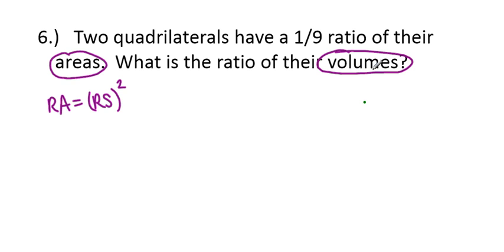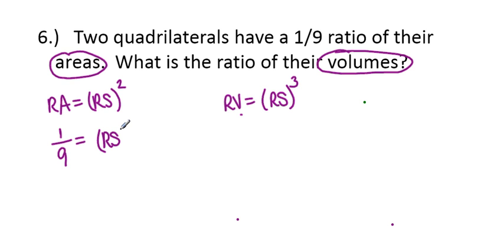I also have a formula for ratio of the volumes. I know that the ratio of the volumes is equal to the ratio of the side length, and again, volume measured in cubic units, so this is going to be the ratio of the sides cubed. But I don't have one that involves both area and volume. However, if I know that the ratio of the areas is 1:9, then I can use that to find the ratio of the sides, simply by taking square roots.